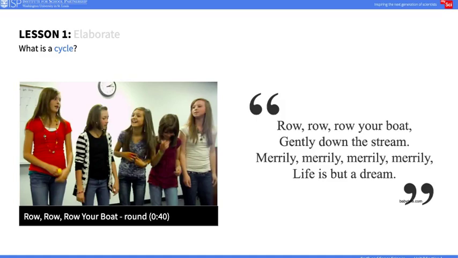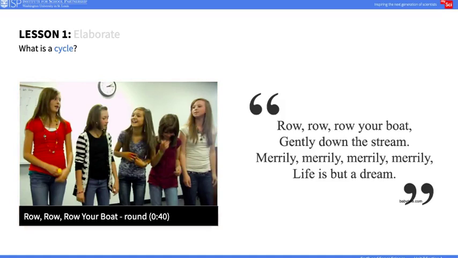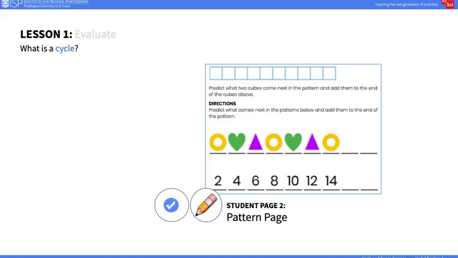In the Elaborate, use the song Row, Row, Row Your Boat as an example of a singing pattern called a round. Sing the song once as a class, and then sing it again as a round, or show the following video. Explain that we can observe patterns in all types of things and ask what other patterns they can come up with. Have students share their pattern ideas with the class and see if other students can predict what will come next.